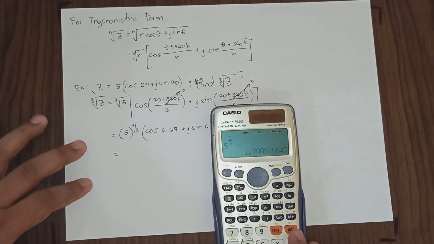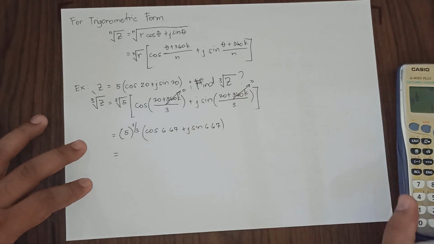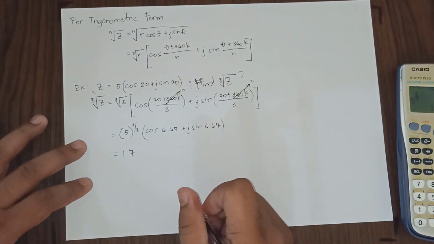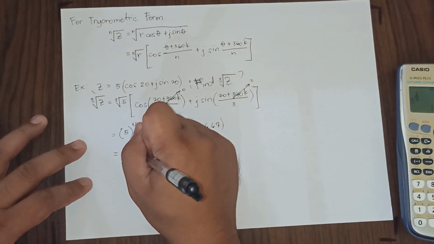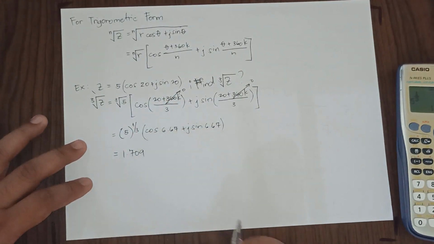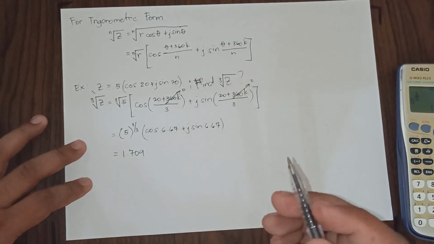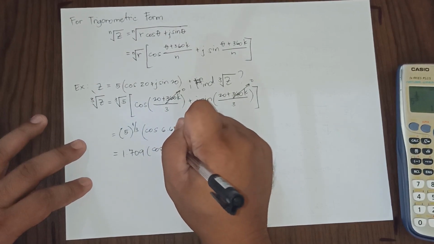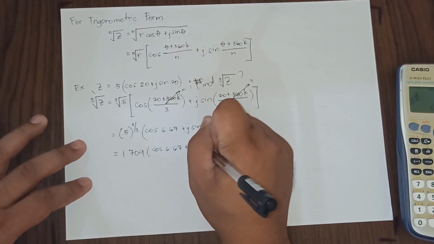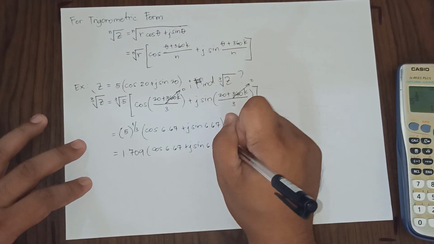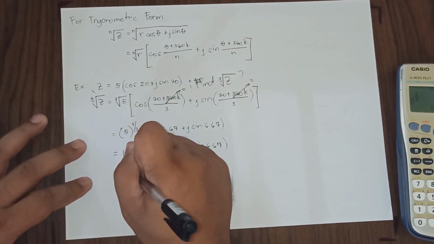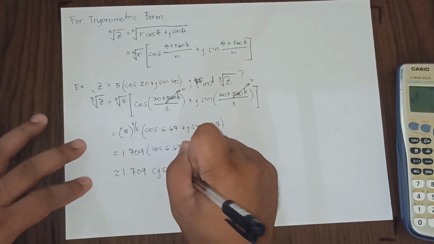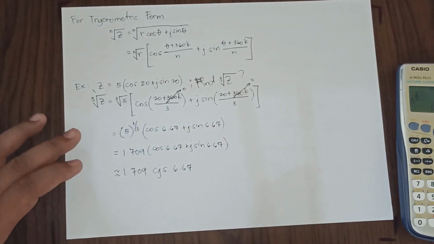1/3, or 1.709. Let's say 1.7179. That is cosine 6.67 plus j sine of 6.67 degrees, or 1.709 cis 6.67 degrees.